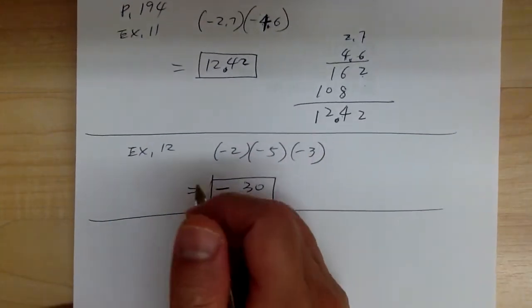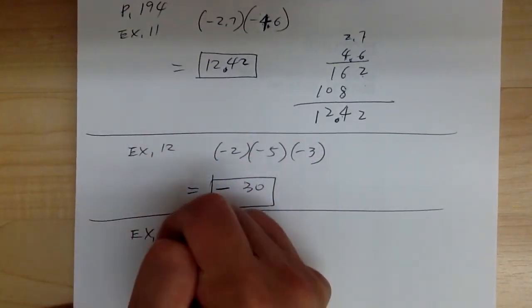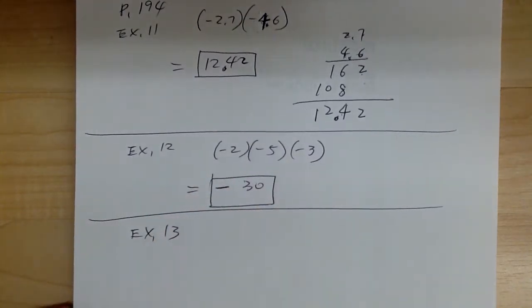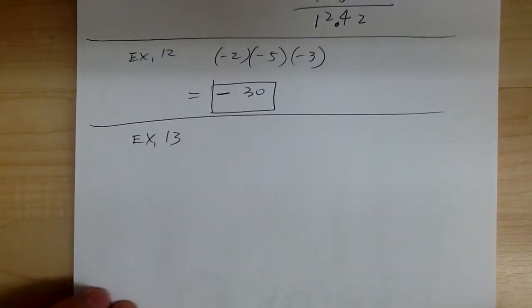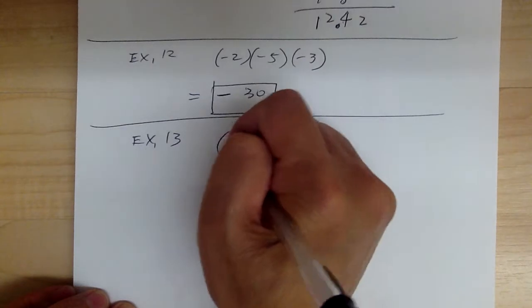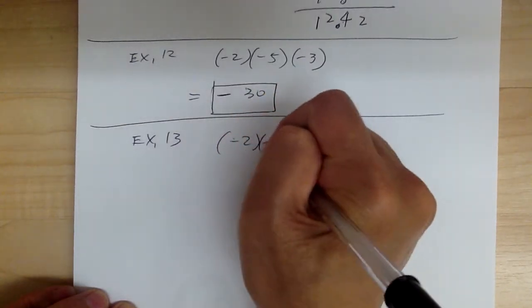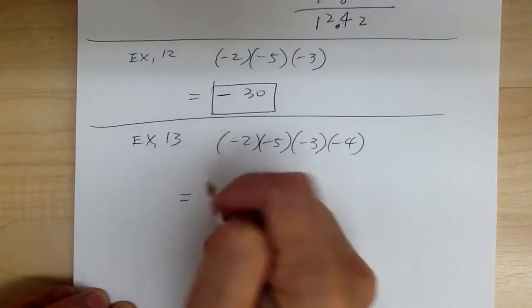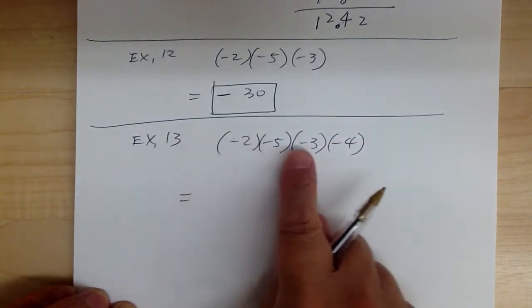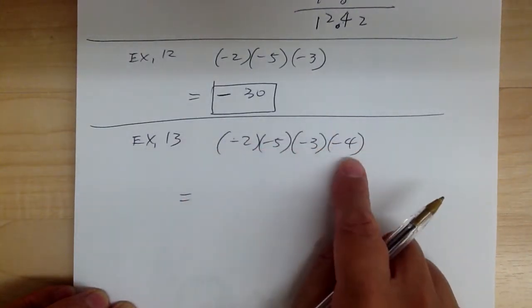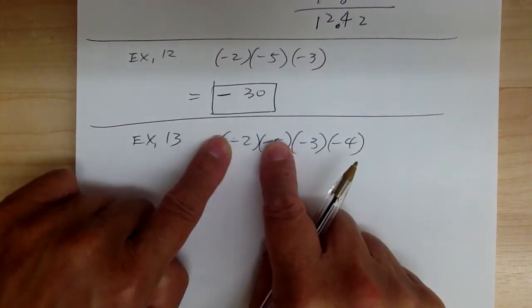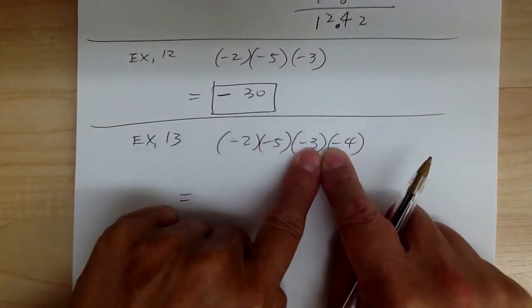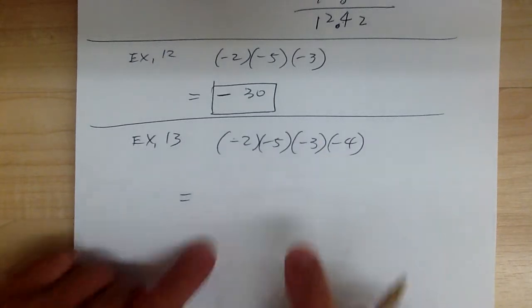Okay, let's go to example 13. Example 13, you multiply negative 2, negative 5, negative 3, negative 4. You can first take care of the sign. So you've got negative, negative, negative, negative. So 1, 2, 3, 4. This will be positive, because these two will make a positive, and these two will be positive. So positive and positive will give you positive.